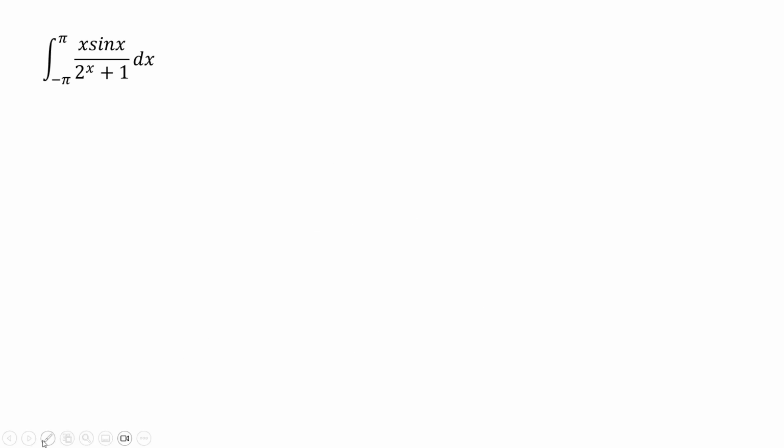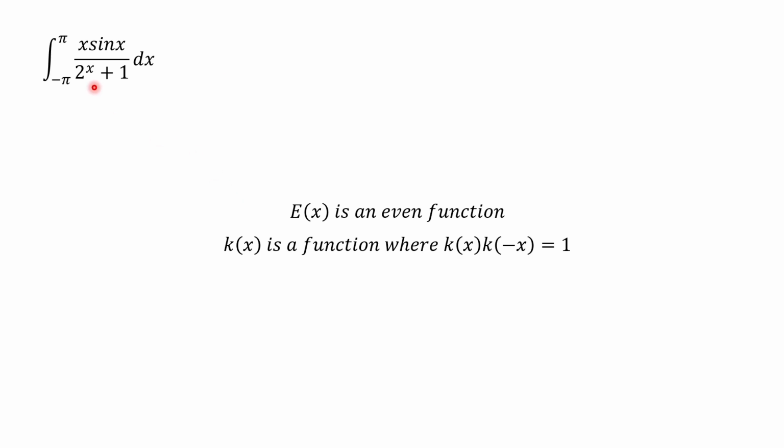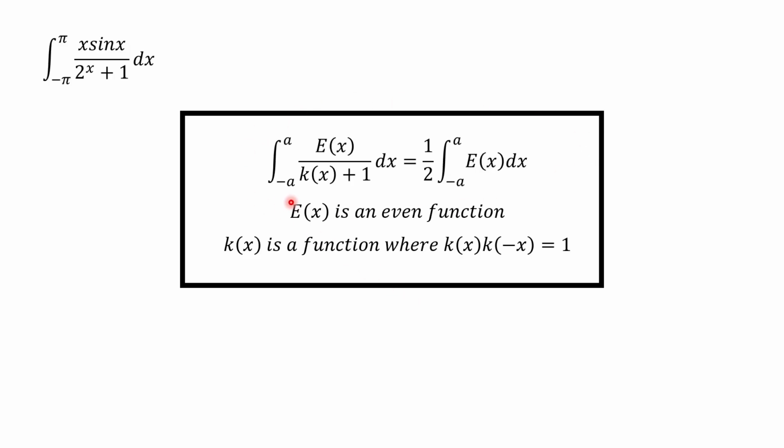So here's the integral, and just quickly before I get into using King's rule, I just wanted to say that there's actually a really nice identity, which is if you have a very particular set of properties. If you have an even function on the numerator, which we have here because x is an odd function and sine x is an odd function, so two odd functions multiplied will make an even function. And then on the denominator, you have k^x plus 1, where k^x is a function where k^x times k^(-x) equals 1.